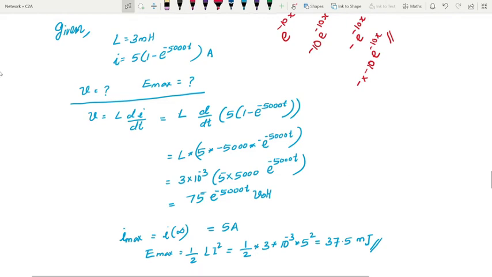Here what is the value of maximum current? When we substitute t value as infinity, this part becomes 0. Under that condition, we can obtain maximum current. I max is nothing but 5 ampere. Now we can easily find out E max. What is E max? Half L I square. Substituting these parameters L and I, we can obtain the maximum energy stored in the inductor as 37.5 millijoule.